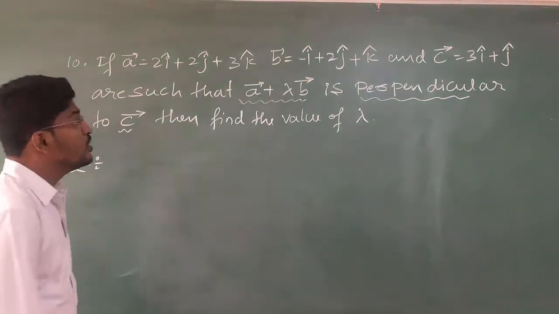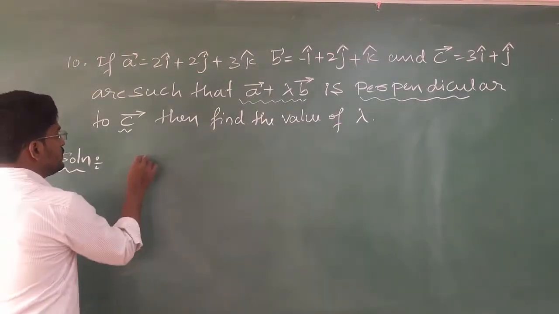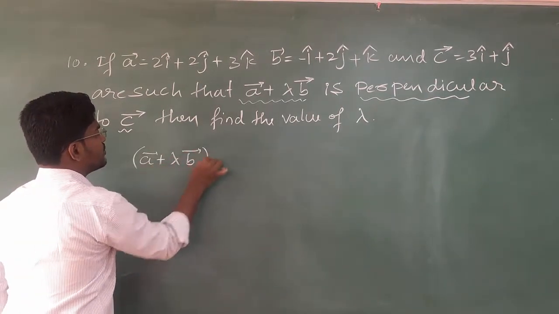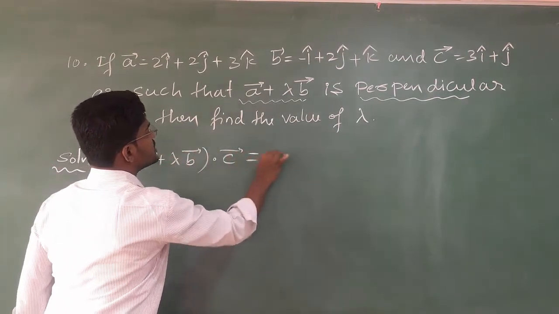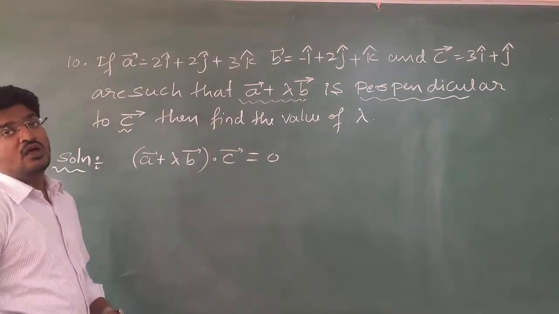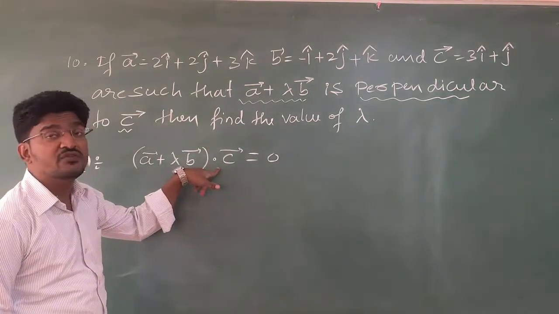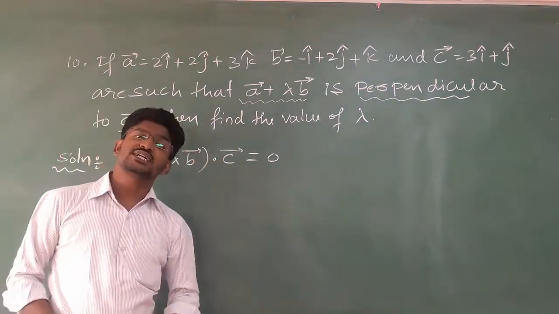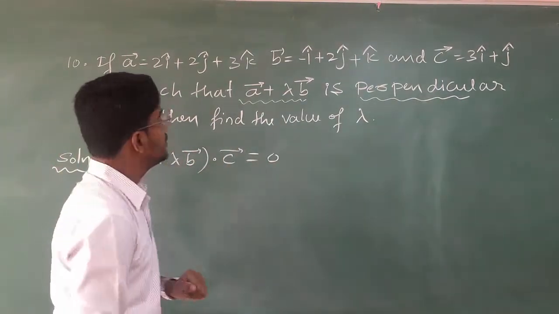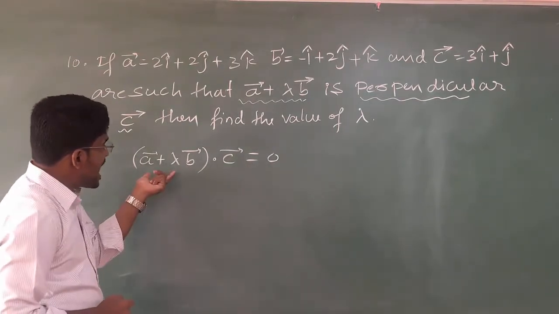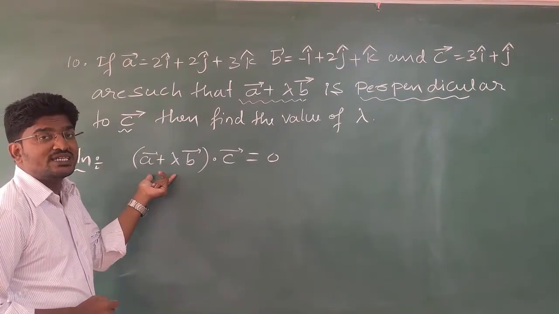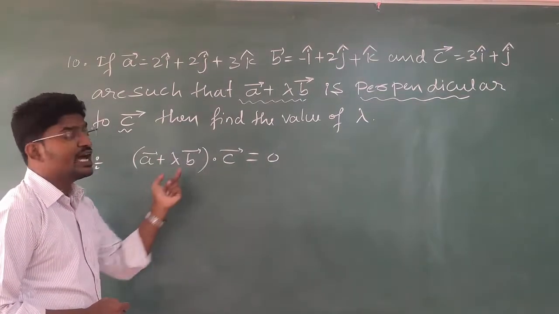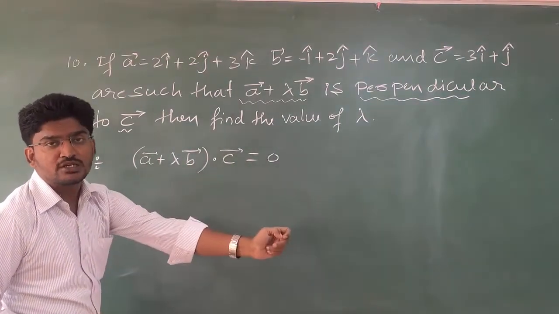Clear? So what I will do, I will write vector A plus lambda times vector B dot vector C equal to 0. Ultimately, we have to simplify this and calculate the dot product. Clear? Okay. Now, how to write this? Vector A plus lambda times vector B, I have to write here. Then I have to write vector C. Then I have to make the dot product.